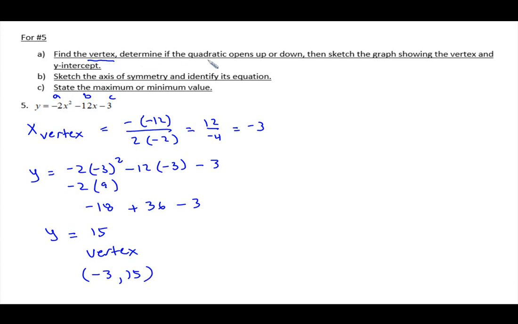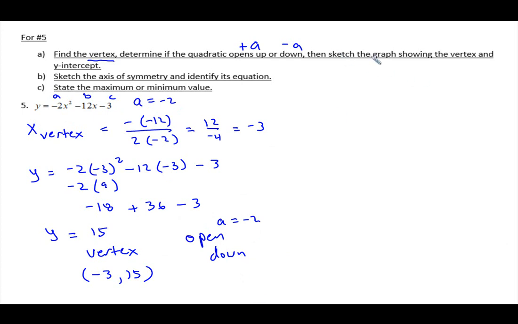Now I need to decide if the quadratic opens up or down. So how do you know if it opens up or down? Well, it opens up if a is positive. It opens down if a is negative. Well, our a value here is -2, right? So a is equal to -2. So we know that the quadratic is going to open down. Right, since a is equal to -2. So the quadratic is going to open down.